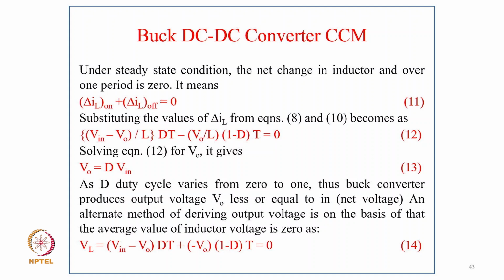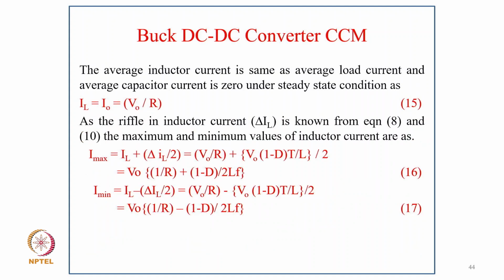As the duty cycle D varies from 0 to 1, the buck converter produces an output voltage less than or equal to the input voltage. An alternate method for deriving the output voltage is on the basis that the average voltage of the inductor is 0. So VL equals (Vin minus VO) DT plus (minus VO) into (1 minus D) T, from which we get VO equals D Vin.